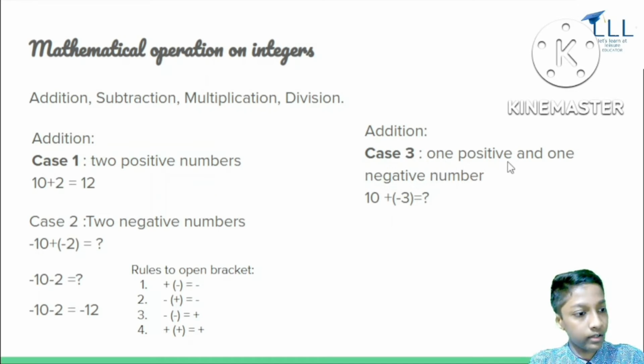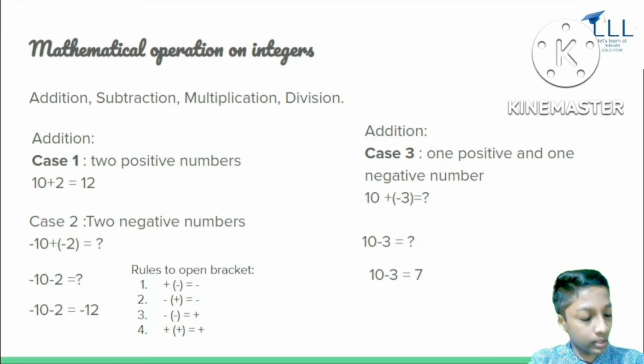Now let's go to the third case. In the third case, we will get one positive and one negative number. Since there is a negative number in the bracket, we have to remove the bracket. We can use the first case to remove the bracket. So this equation will become 10 minus 3, because if we remove the bracket, we have to put a negative sign for this question. So 10 minus 3 is equal to 7. We have to put a positive sign, or we can just leave the number as it is, because 10 is greater than 3.